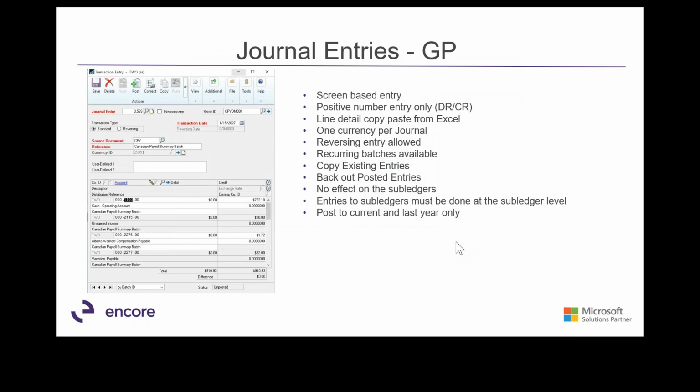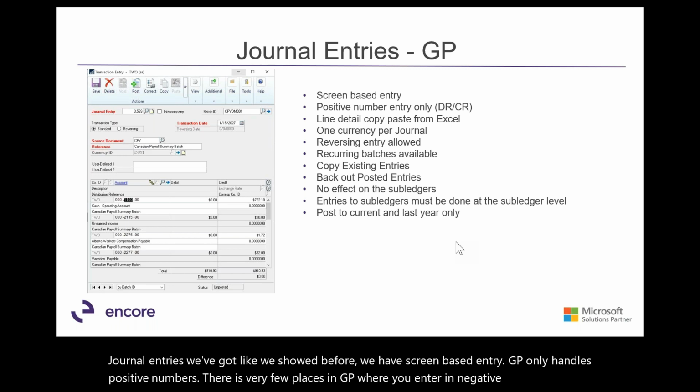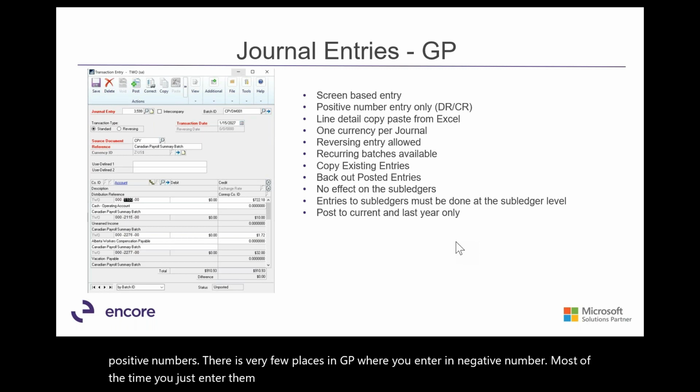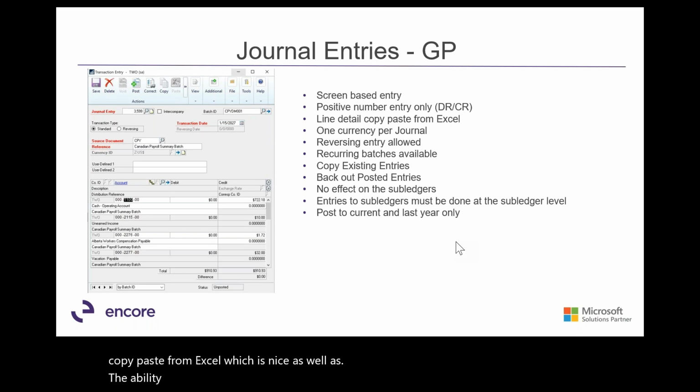Journal entries. We've got, like we showed before, screen-based entry. GP only handles positive numbers. There are very few places in GP where you enter a negative number. Most of the time you just enter them into the debit column or the credit column accordingly. There is a detail copy-paste from Excel, which is nice, as well as the ability to back out existing entries. There is only one currency per journal entry.